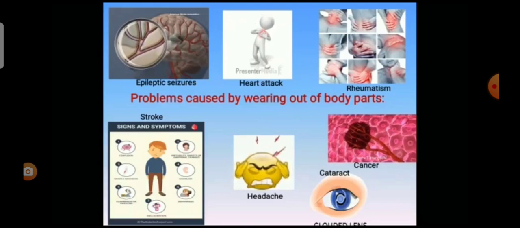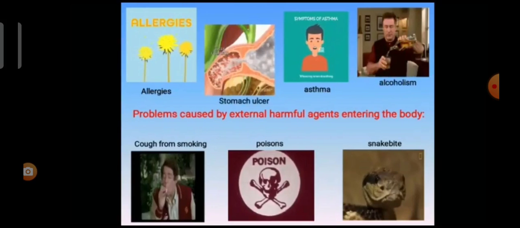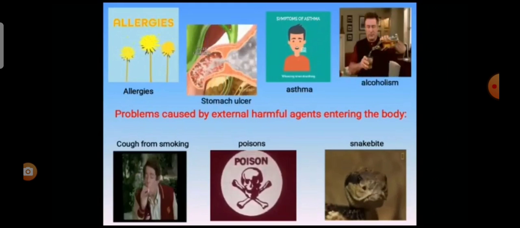Epileptic seizures, heart attack, rheumatism, stroke, headache, cataract, and cancer. These are some of the problems caused by wearing out of the body parts. Allergies, stomach ulcer, asthma, alcoholism, cough from smoking, poison, snake bite. These are some of the problems caused by external harmful agents entering the body.